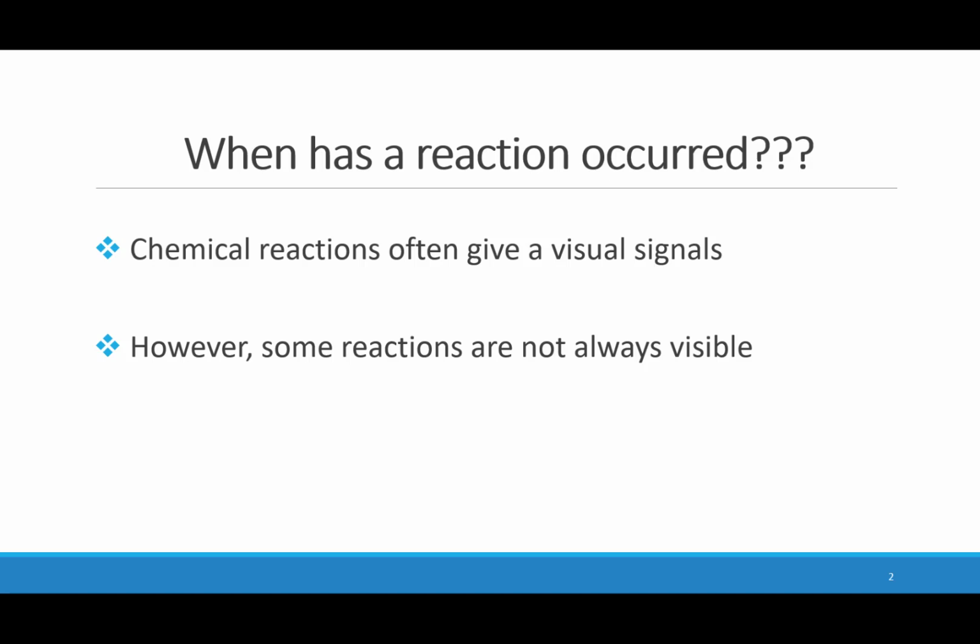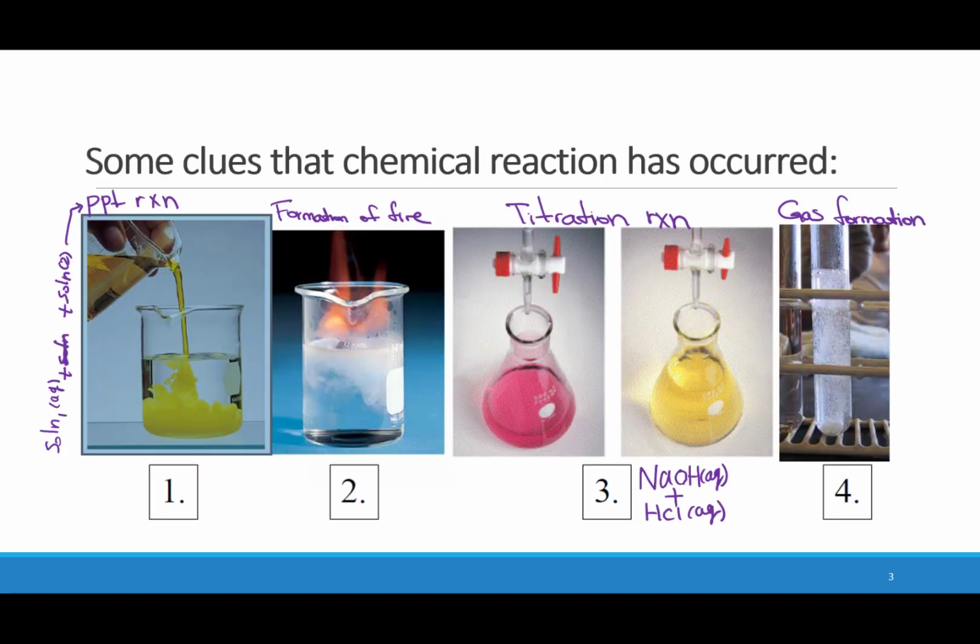Then, how do you know if there has been a chemical reaction or not? Sometimes you will see it by naked eye, sometimes you cannot see it. If you cannot see a chemical reaction, you cannot immediately assume there has not been any. There are ways for you to prove it to yourself whether there has been a chemical reaction or not. These are some of the examples of chemical reactions.